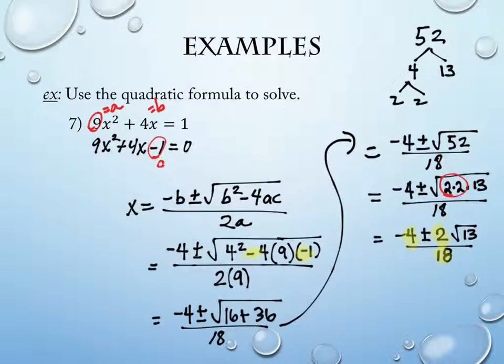Those 3 numbers that I highlighted in yellow are the ones we compare. If they all have something that can reduce them, we reduce them. If they don't, then there's nothing else to be done. Can I reduce those 3 numbers? Yes. What will they all divide by? 2. So I will divide each one of them by 2. So I have negative 2 plus or minus. You can write a 1 if you want, or you can simply write the square root 13. Or you would write 1 square root 13 to clarify. And then over 9.